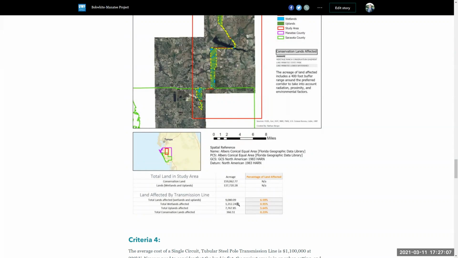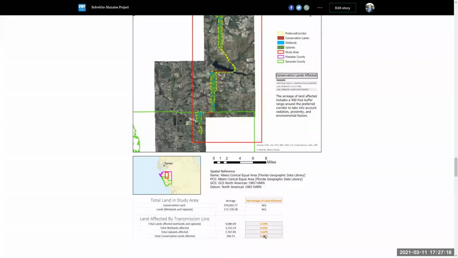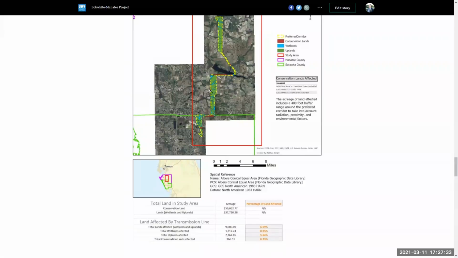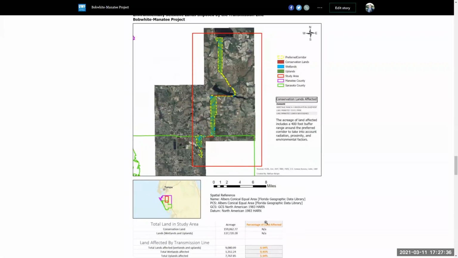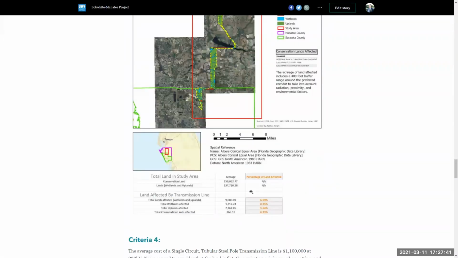Basically over 1,000 acres and about 7,700 acres of wetlands and uplands are being affected by this project. That seems like a lot of acreage, but when you look at the percentages of the total, it's actually very low. Conservation lands are protected lands for wildlife, state parks, and the environment. Only 366 acres actually fall within 400 feet proximity of the preferred corridor, which is 0.23% of total conservation lands for Manatee and Sarasota County. So that's really good.